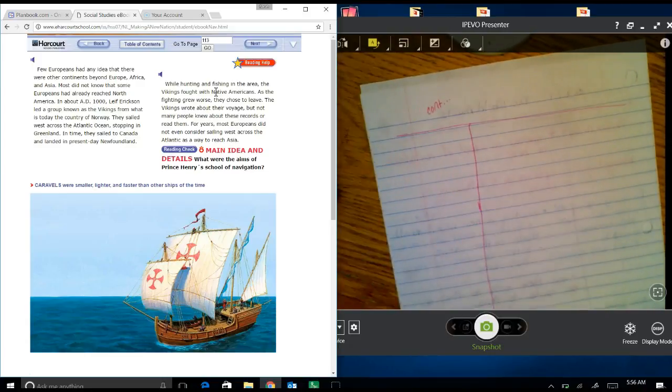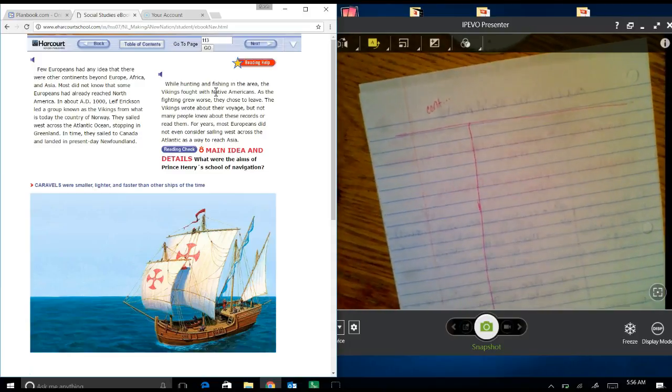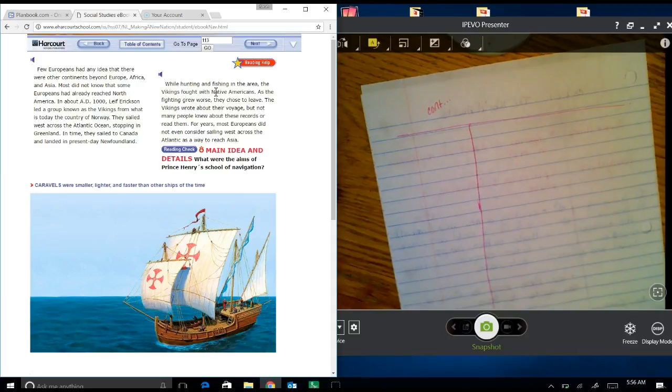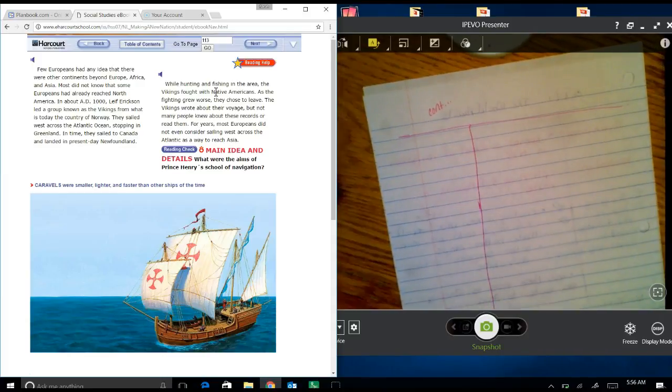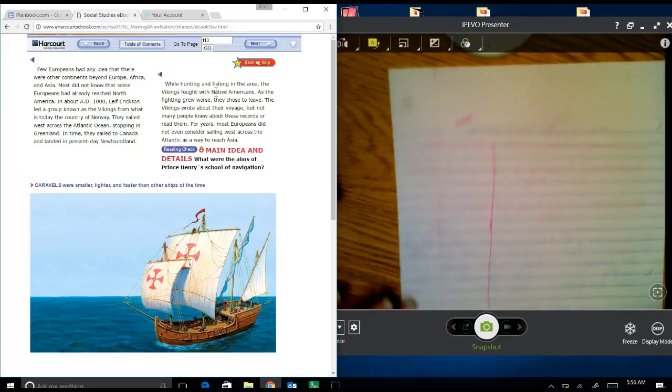While hunting and fishing in the area, the Vikings found the Native Americans. As the fighting grew worse, they chose to leave. The Vikings wrote about their voyage, but not many people knew about these records or read them. For years, most Europeans did not even consider sailing west across the Atlantic as a way to reach Asia.